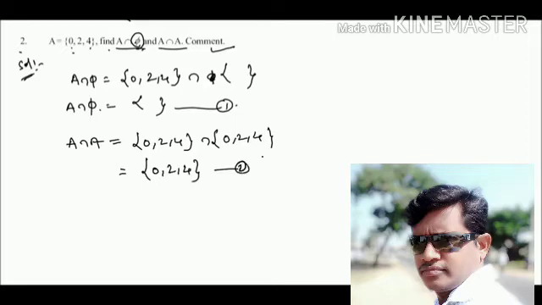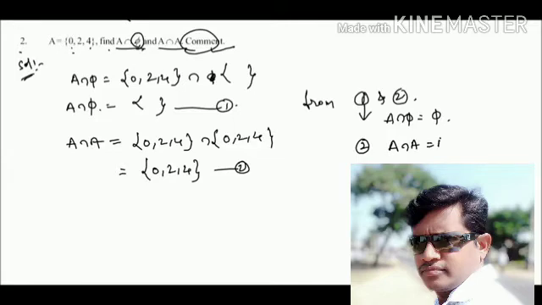So this is the second one. From 1 and 2, he is asking us to comment on these statements. From the first, A intersection null set is equal to the null set, and from the second, A intersection A is equal to A only. So these are the two points from the question. Okay, so this is the answer here.